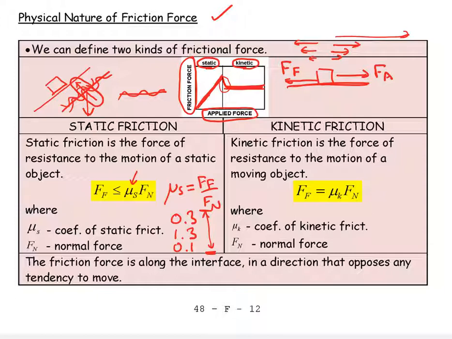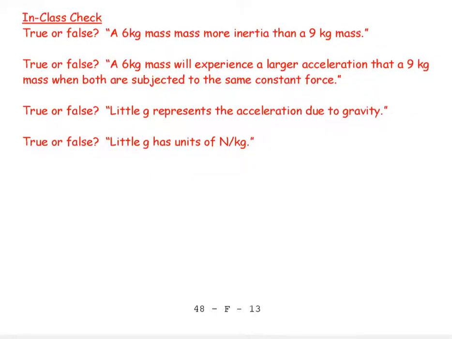Usually, for a combination, the coefficient of static friction is bigger than the coefficient of kinetic friction by a small amount, and that's reflective of the fact that the maximum value for the static friction force is bigger than the value for the kinetic friction force. There's that little fall away, and that's represented in the difference between these two coefficients of friction. The friction force is along the interface in the direction that opposes any tendency to motion, as we mentioned before.